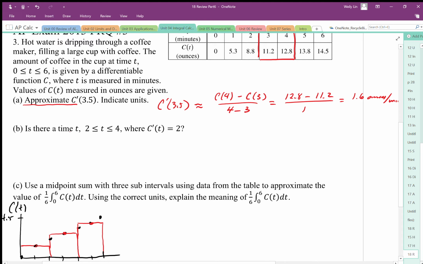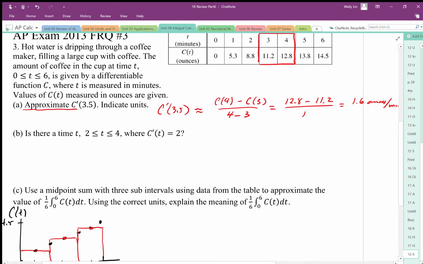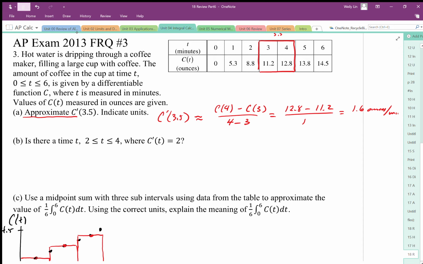Part B says, is there a time t between 2 and 4 where c prime is equal to 2? This problem looks like it's alluding to the mean value theorem. For mean value theorem, we need a condition that it is differentiable or smooth and continuous in that interval. So we have this interval between 2 and 4, and the mean value theorem is stating that the instantaneous slope should equal the average slope at least once in that time interval. So let's test this.